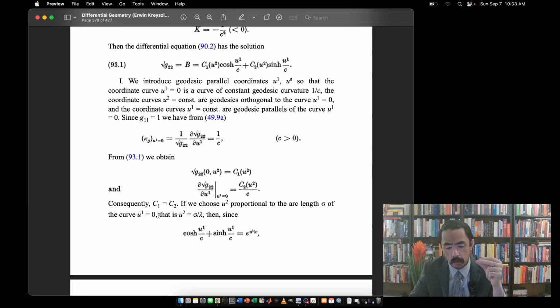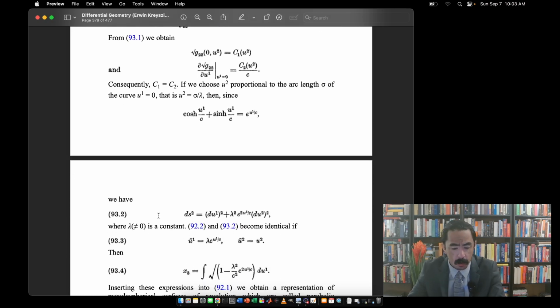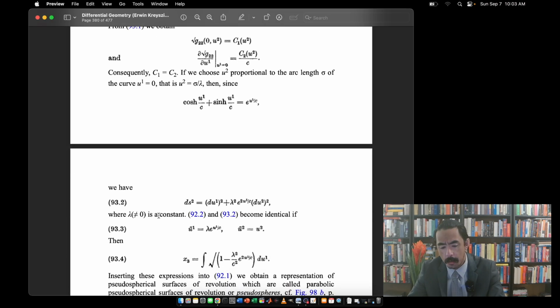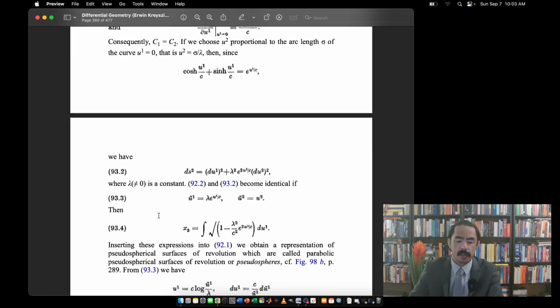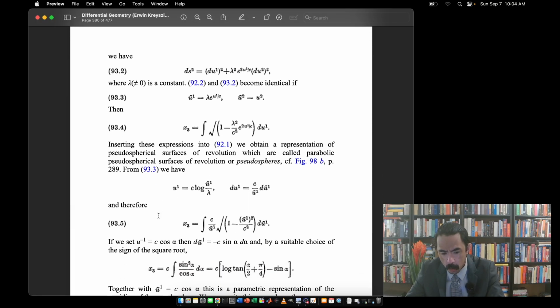If we choose u2 proportional to the arc length sigma of the curve where u1 is equal to 0, that is, u2 equal to sigma over lambda, then since the hyperbolic cosine of u1 over c plus the hyperbolic sine of u1 over c is equal to e to the u1 over lowercase c, we have ds squared equal to du1 squared plus lambda squared times e to the 2 u1 over c, times du2 squared. That's the first fundamental form, where lambda, which is non-zero, is a constant.